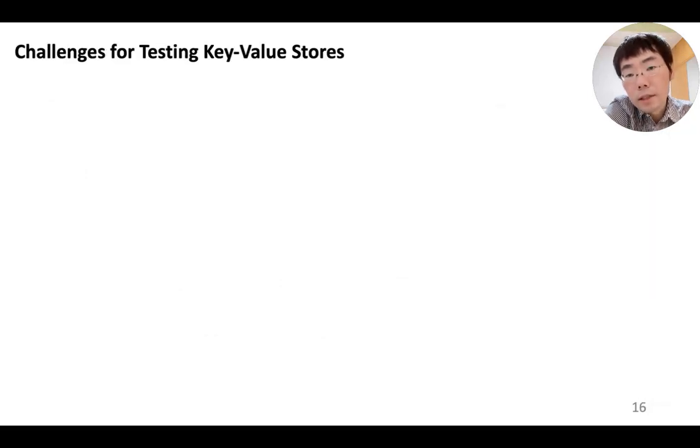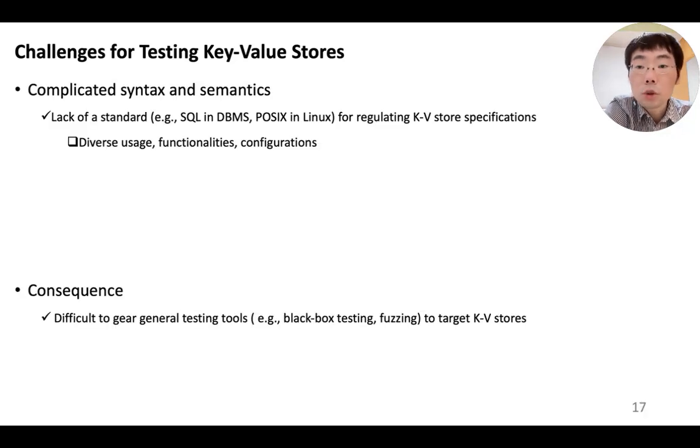So why is there little testing targeting configuration-rich key-value stores? There are two reasons. One is that configuration-rich key-value stores are very complicated in syntax and semantics. Unlike SQL in DBMS and POSIX in Linux, configuration-rich key-value stores lack a standard for regulating the key-value store specification, so it is difficult to adapt general testing tools such as fuzzing and black box testing to target key-value stores.